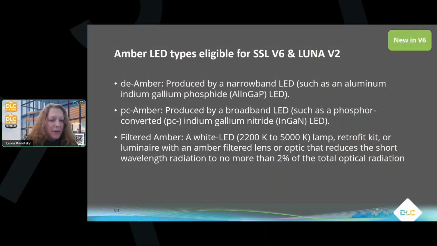Three types of amber LEDs are newly eligible for SSL version 6 and LUNA version 2. Direct emission amber, or DE amber, you might know this product as narrowband amber. Phosphor converted amber, or PC amber, and filtered amber. These definitions were created by us based on prior work and were updated based on draft feedback from you. These types of LEDs can be used in both indoor and outdoor PUDs.